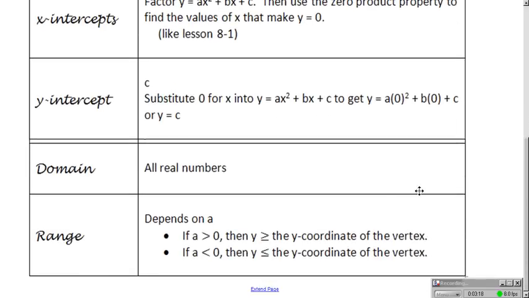Other things that you'll find today are the domain and range. And we've covered how to find domain and range. Domain is obviously your x values and range your y values. So this would be a good tool to look back at as well.